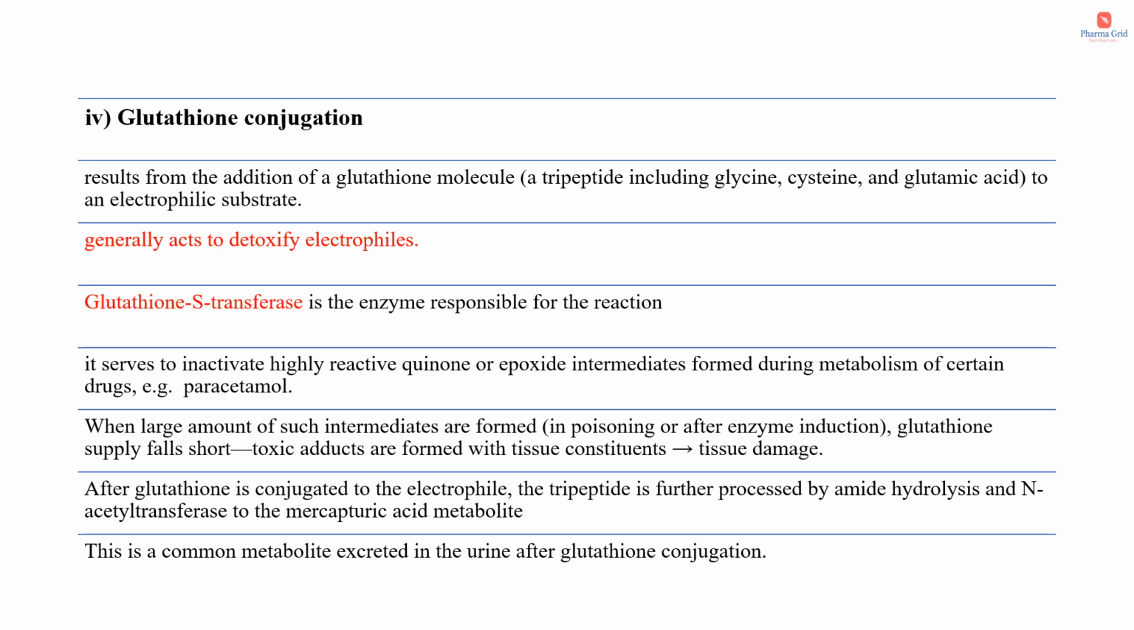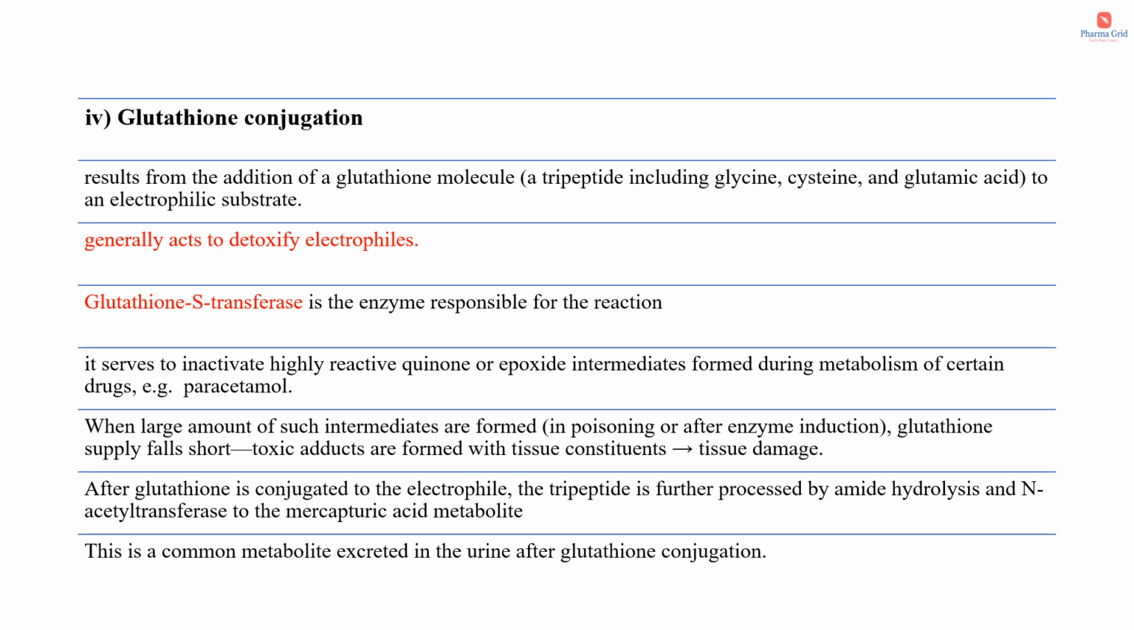Okay, so the fourth one is glutathione conjugation. It results from the addition of a glutathione molecule, a tripeptide including glycine, cysteine and glutamic acid, to an electrophilic substrate. This glutathione conjugation generally acts to detoxify electrophiles. Glutathione transferase is the enzyme responsible for the reaction. It serves to inactivate highly reactive quinone or epoxide intermediates formed during metabolism of certain drugs, for example, paracetamol.